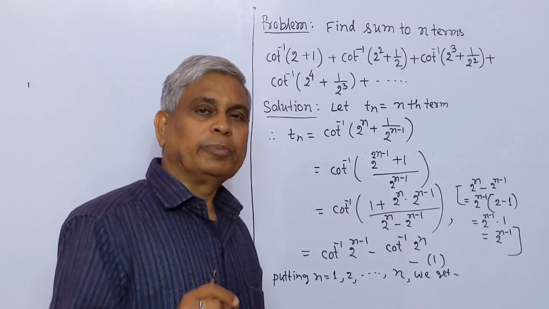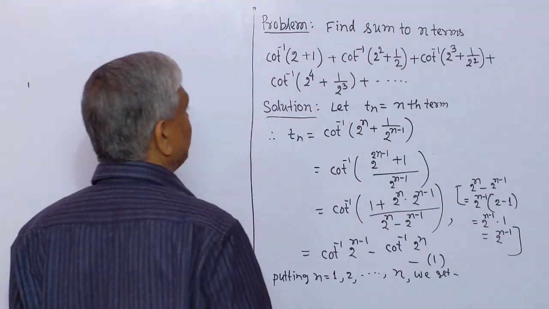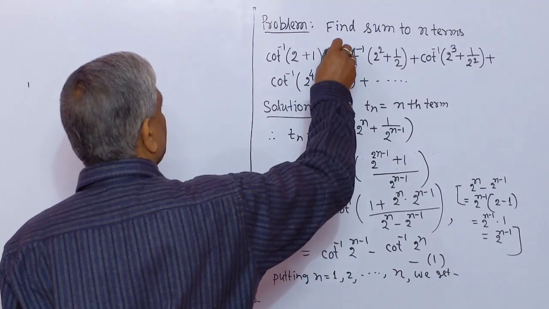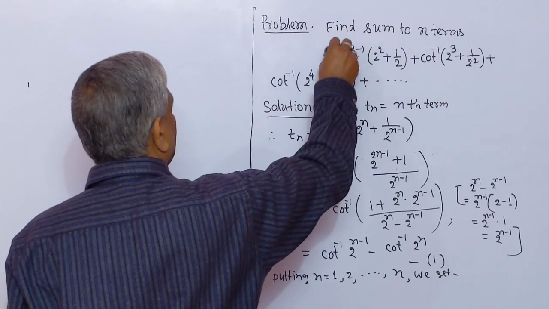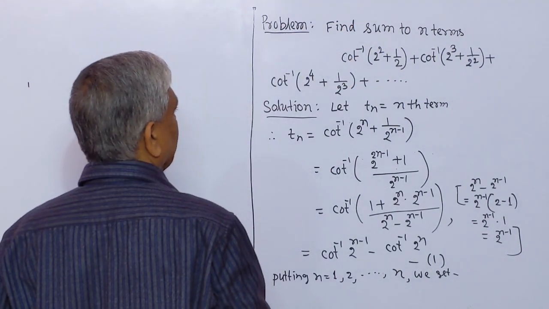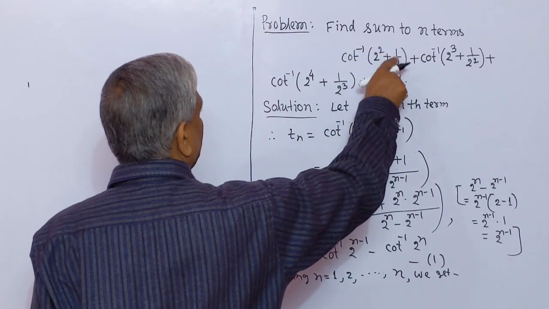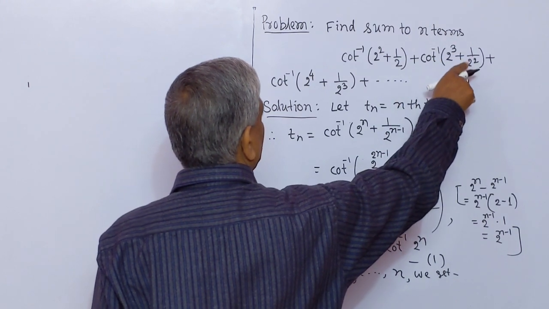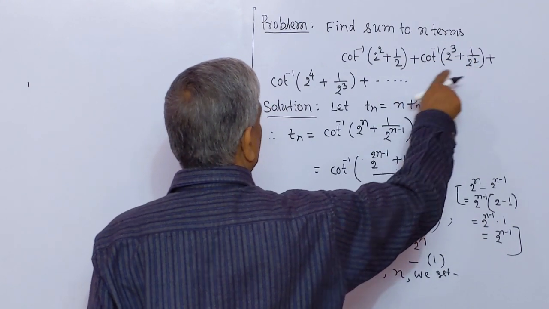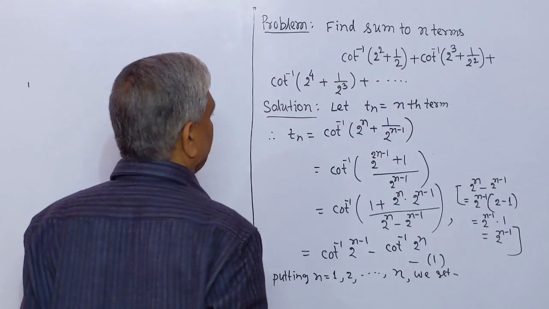We have to solve the next problem. Next problem is find the sum to n terms. If this term is deleted here and we take the first term cot inverse 2 square plus half, the second term cot inverse 2 cube plus 1 by 2 square, third term is this, and so on.